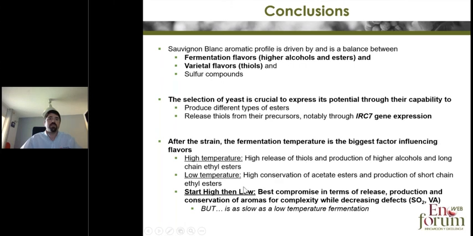And what we saw is that when you start at high temperature, then lower the temperature during the fermentation, it was like the best compromise in terms of release, production, and conservation of aromas, because you produce more aromas at the beginning and you keep more aromas at the end. But you have to know that if you do this kind of thing, it's as slow as a low temperature fermentation. So depending on the possibilities you have in the cellar, it could also be a bit difficult to do.